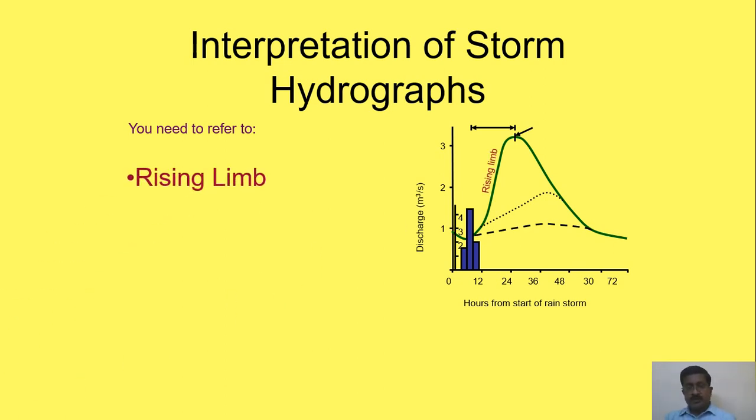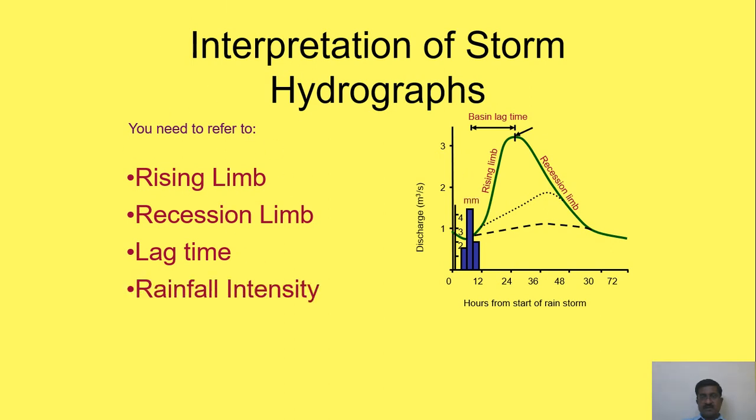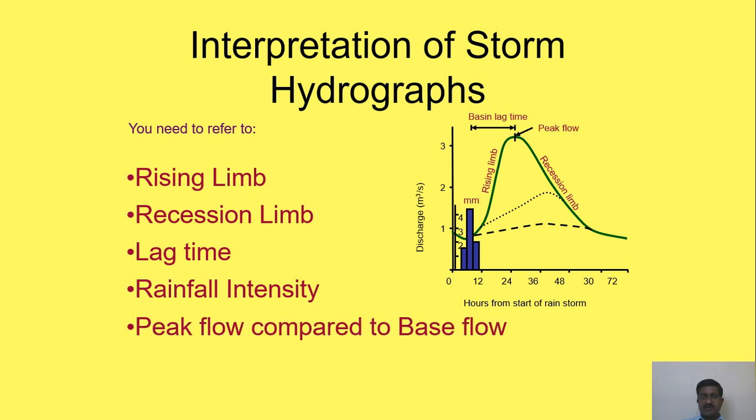Before going to the various factors which are going to affect the storm hydrographs, especially the parts that we have seen regarding the hydrograph, where the duration is plotted on the x-axis and the discharge on the y-axis. So the rising limb, recession limb, then the rainfall intensity.